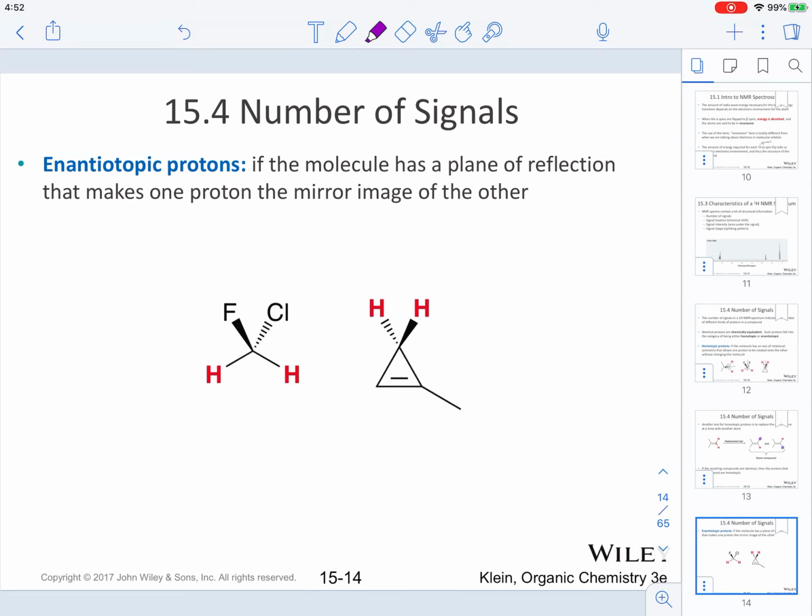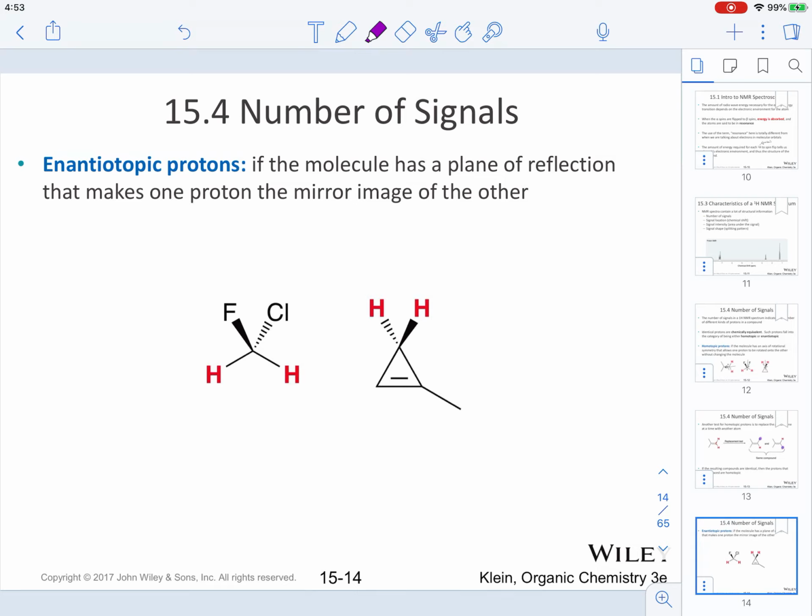As I mentioned, there are also chemically equivalent protons that are considered enantiotopic protons. Understand that enantiotopic protons are going to be present in a molecule in which the plane has a reflection and it makes the protons a mirror image of each other. Specifically, as you can see in the bottom, we have 2 examples of enantiotopic protons.